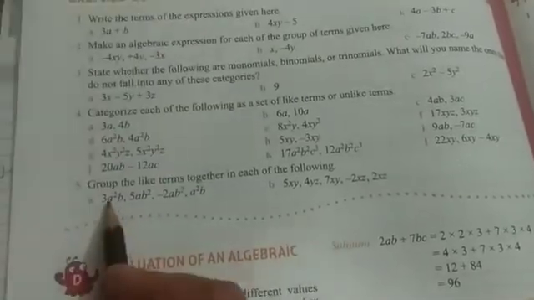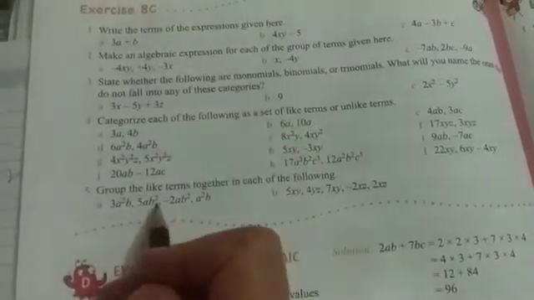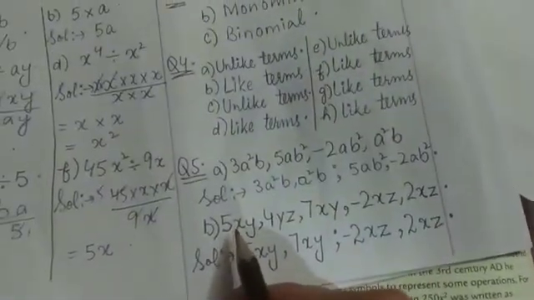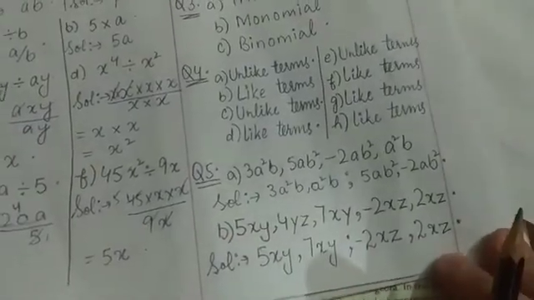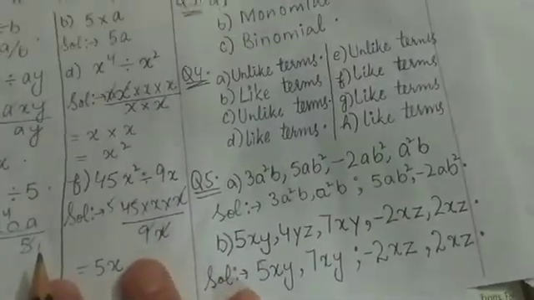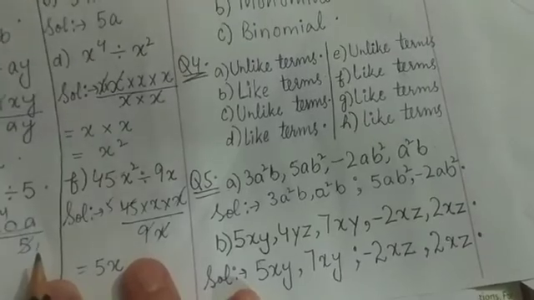Now group the like terms together in each of the following. Okay, so we have to see among these four which two are like and which two are like. So it's a square b, a square b, a square b, yeah, a square b. So 3a square b and a square b is one group, and the second one will be 5ab square and minus 2ab square, just like this. The second one is 5xy, 4yz, 7xy, minus 2xz and 2xz. So the like terms will be 5xy and 7xy, and the second group will be 2xz and 2xz, and the third group will be 4yz, because it's not in either of them.